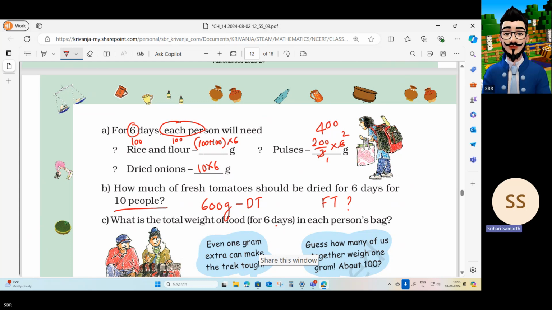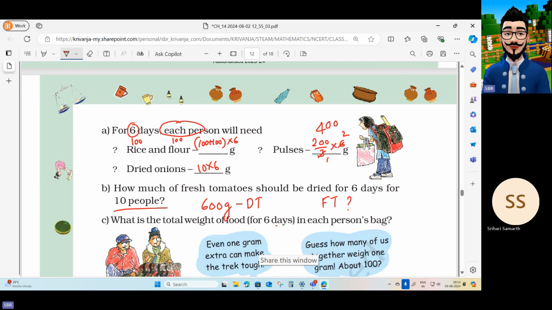Are you there? What are you doing? Tabular method, are you trying? You should speak out. Don't make me angry. Try it out.